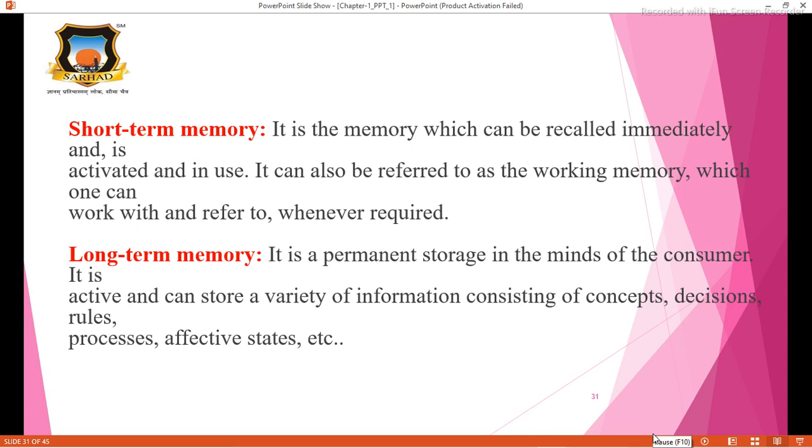The second is short-term memory. It is a memory which can be recalled immediately and is activated and in use. So that's why it is known as working memory also. The next and last is long-term memory. It is a permanent storage in your mind and it can store a variety of information consisting of concepts, decisions, rules, etc. Hence, you can say long-term memory is a permanent storage.